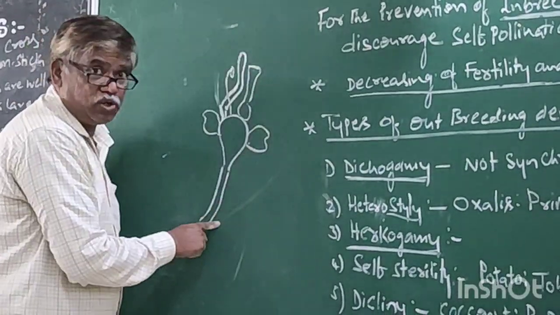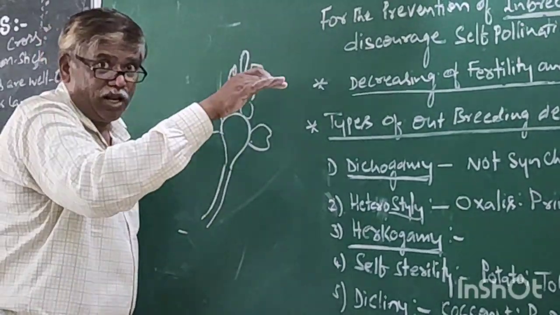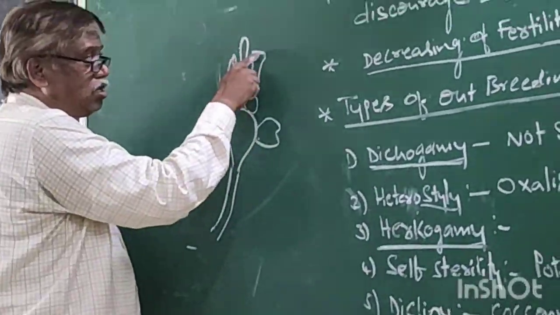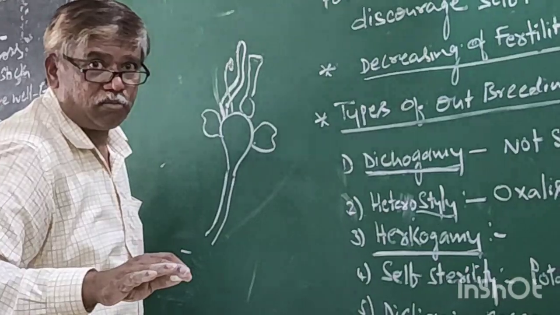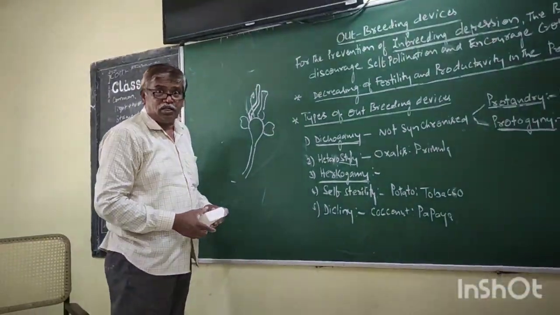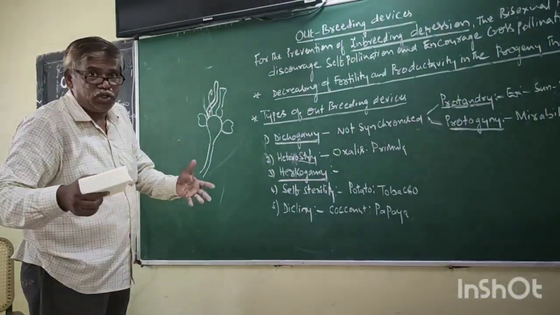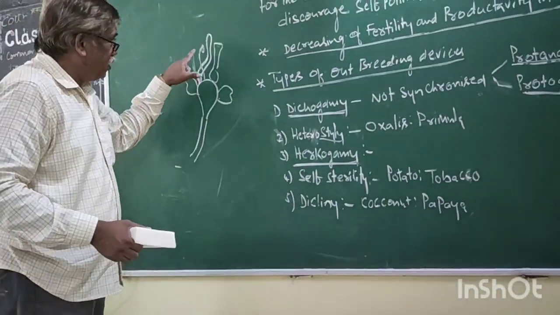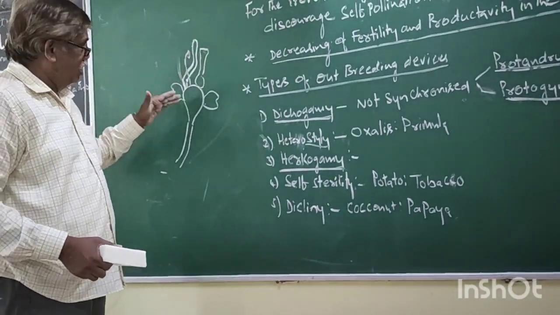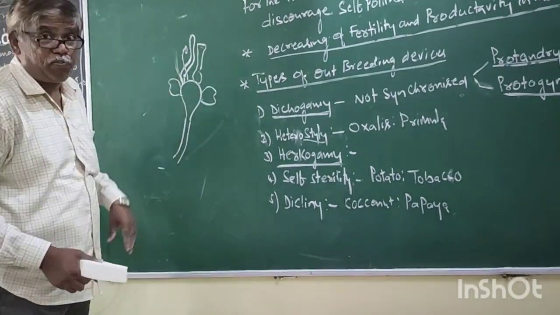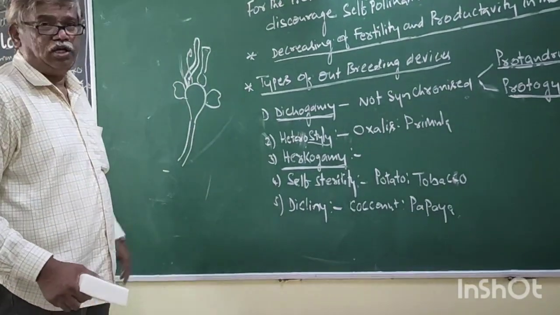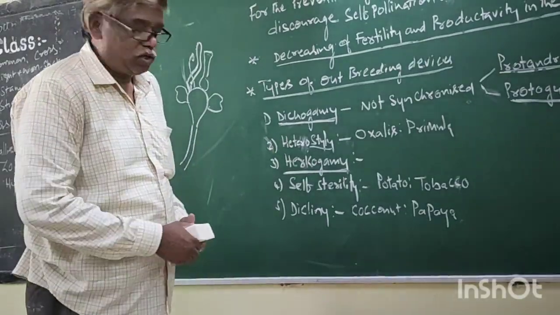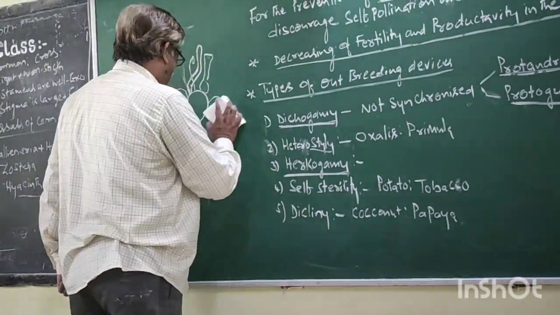Is it bisexual or unisexual? Bisexual. The height of anther and stigma is also the same. As generally we think this bisexual flower shows autogamy. Generally we can think so, but it never happens because there are barriers between anther and stigma. This barrier prevents autogamy. Hence, it automatically undergoes cross pollination. This is called herkogamy.